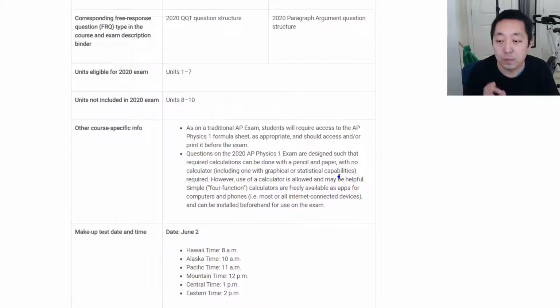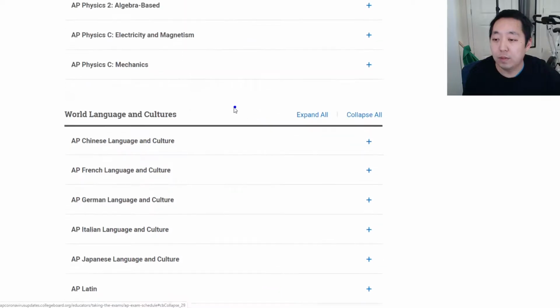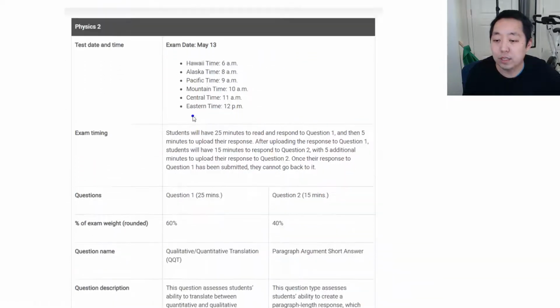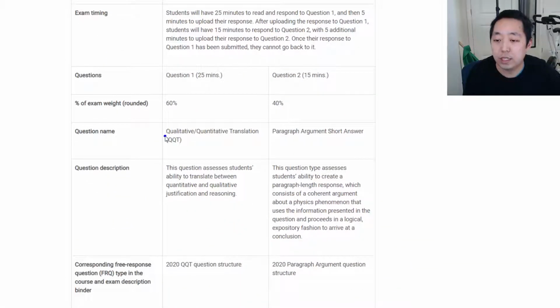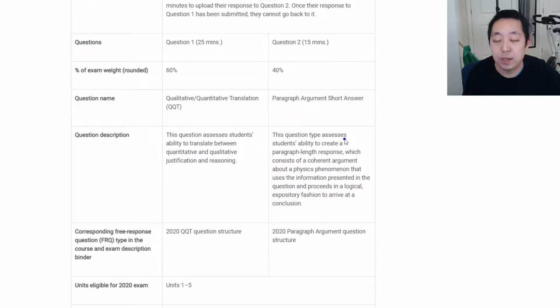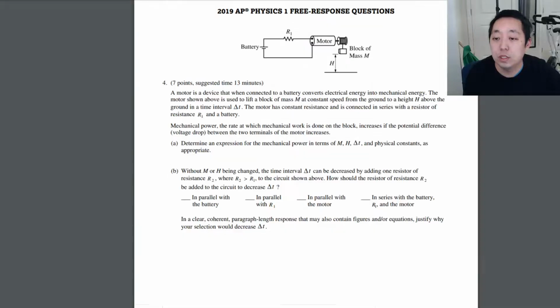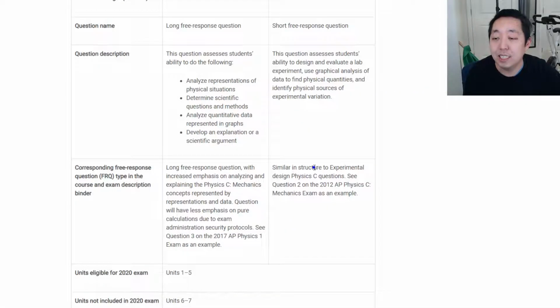So that's my recommendation. Physics 2 is kind of the same flavor, just different material, but the exam structure is identical. The Physics 2 one here is the same way. It's a QQT question. It's also a paragraph argument short answer question. Just of different material for Physics 2. Okay. So let's move on to Physics C.